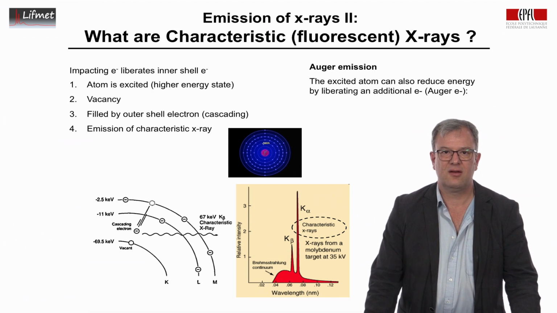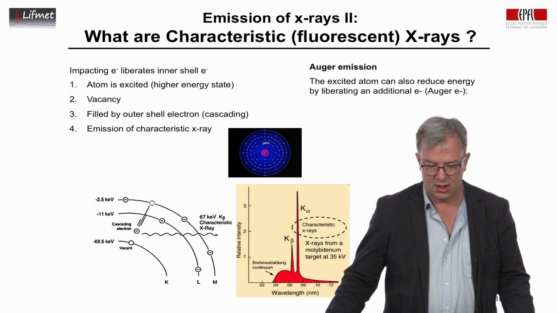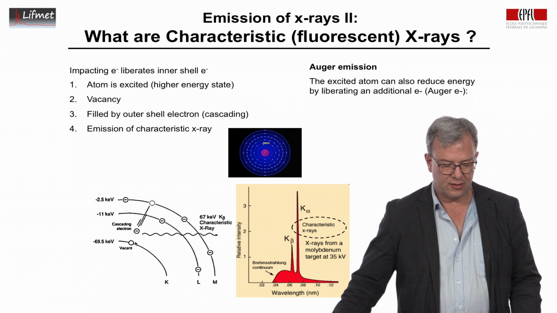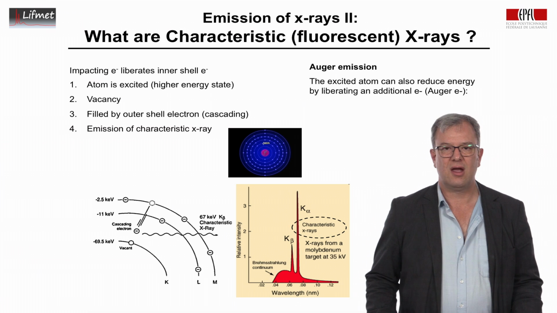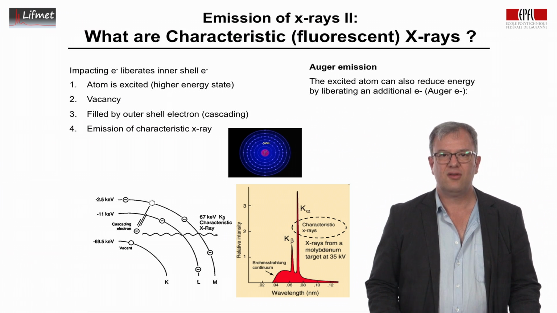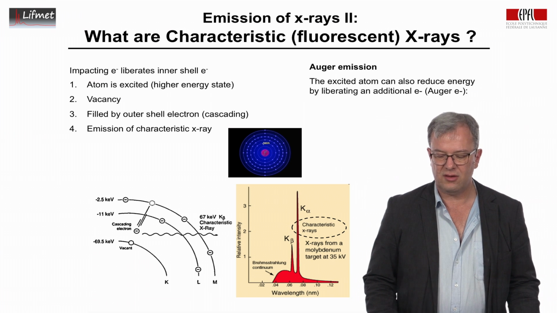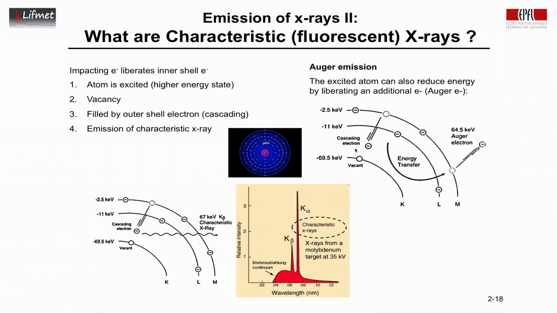Now there's one effect that I'd like to just mention here. This is Auger emission. So if you have the excited atom here at the beginning, we have the vacancy, we have the excited atom. Now when the electron falls down into the inner shell, instead of producing a photon, this can also result in an emitted electron. So the energy, instead of being transferred to a photon, is transferred to an outer shell electron, and this produces an Auger electron.